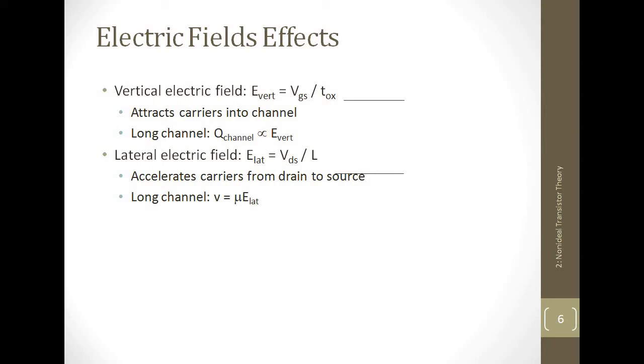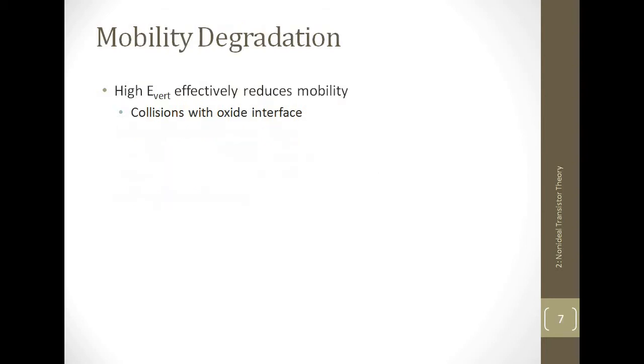Similarly, if the channel is very long, then V equals mu E lateral. Mu is the mobility. For a P channel it is the mobility of holes, for an N channel it is the mobility of electrons, whatever it is, but it is mobility into E lateral, that is the lateral electric field. It is given by VDS by L. Next is mobility degradation.